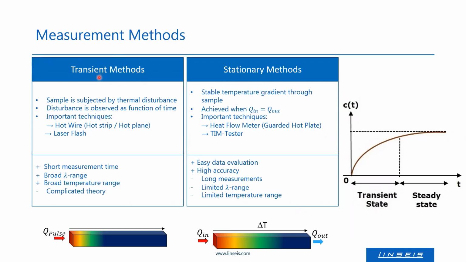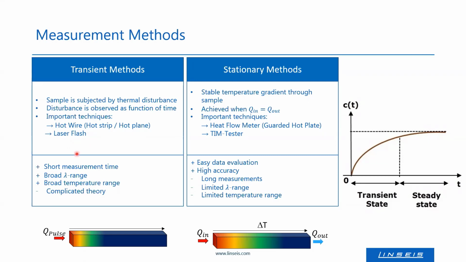In a transient method, the sample is subjected to a short-term thermal disturbance, and then this disturbance is observed as a function of time during the propagation throughout the sample. The most important techniques for transient methods are the so-called hot wire or hot strip or hot plane methods and the laser and light flash method.